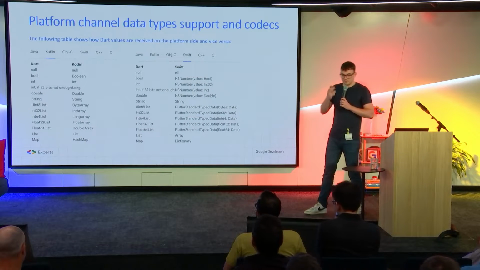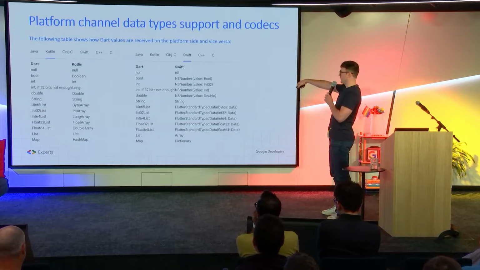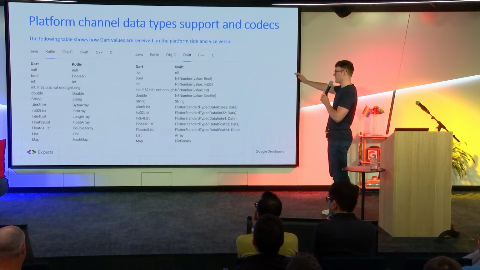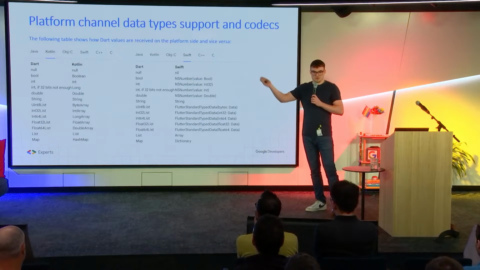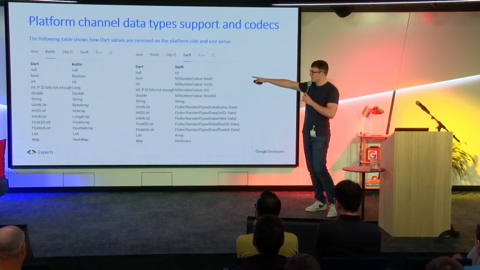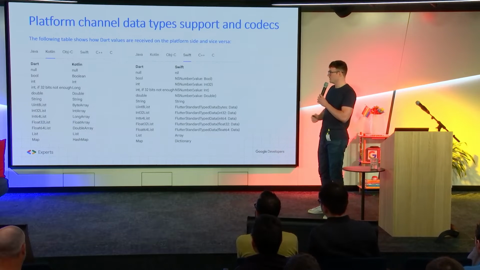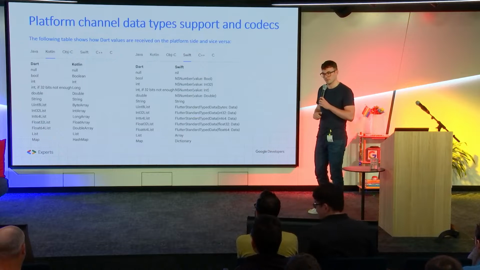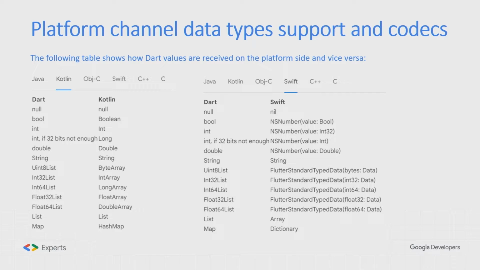So just some examples here, just to show how the Dart values are received on the platform side and vice versa. For example, in Kotlin, if you're communicating between Dart and Kotlin, if you send a bool, it'll be a Boolean type in Kotlin. Pretty self-explanatory. And in Swift, you'll see the same here. I didn't list them all out, but you can imagine what they would look like.